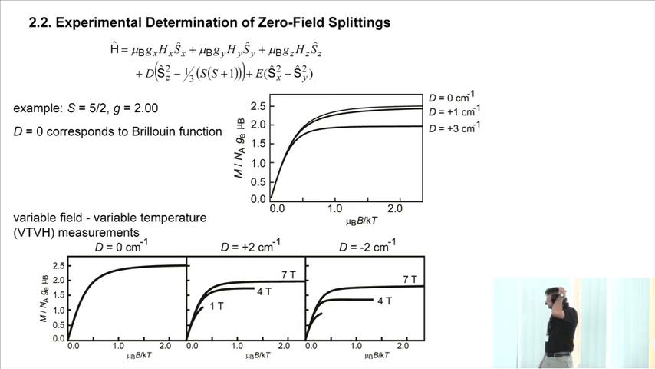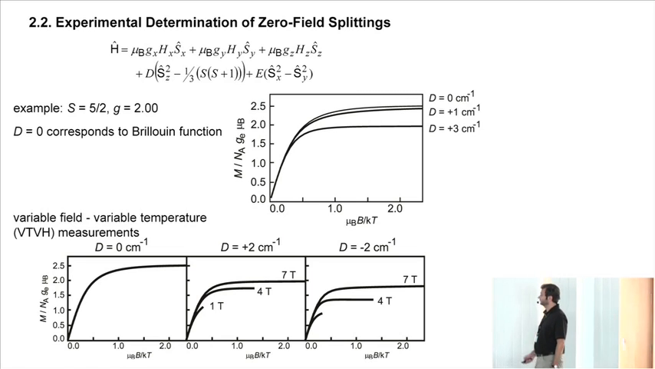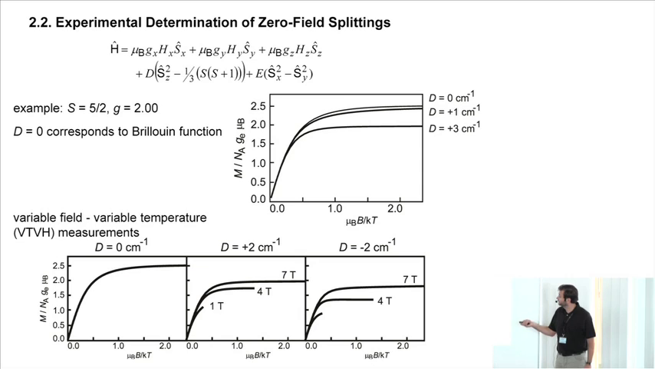What we are normally doing is so-called VTVH measurements, so we change the field and the temperature. And that's historical here from Mülheim, we use 1, 4, and 7 Tesla. If there is no D, then for each field we have Brillouin behavior, and this means that our iso-field lines are completely superimposed. If we have a zero-field splitting, and I calculated for plus and minus 2 wave numbers, we have a nesting behavior of the isotherm lines.